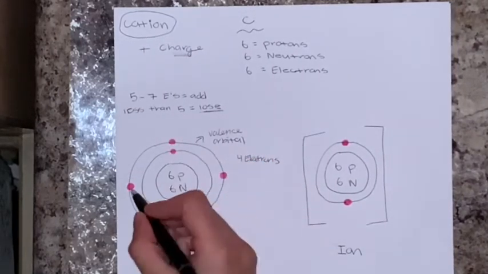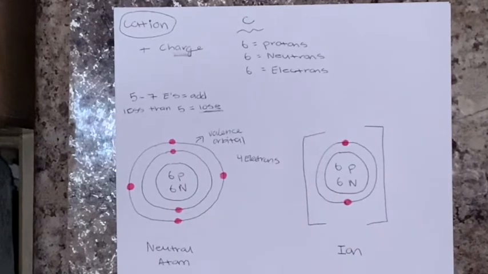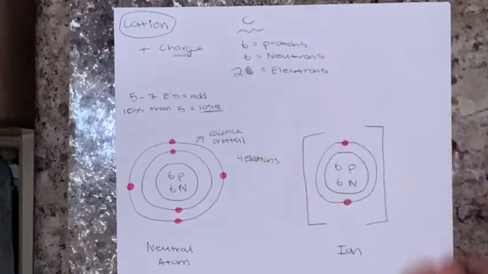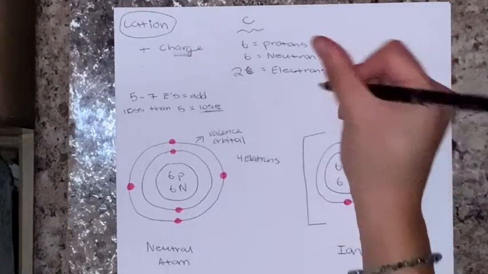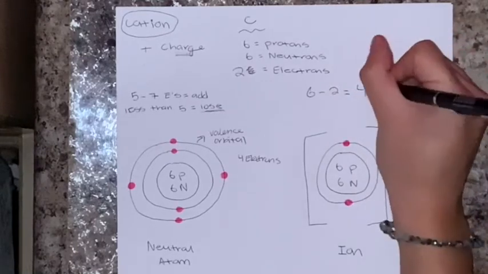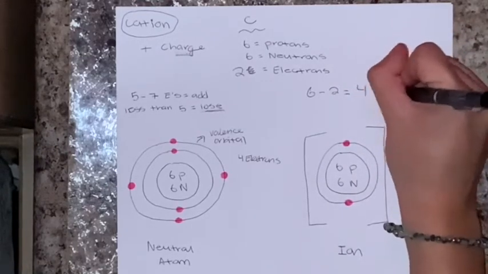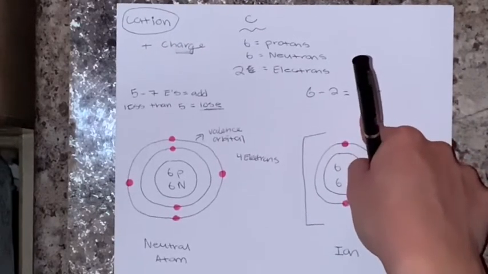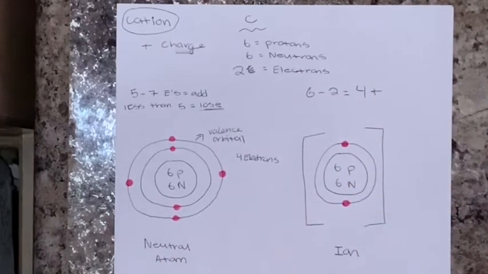And so for the ion model, you have to put the diagram in brackets. And so now we don't have 6 electrons, we have 2 since we lost 4. And so now we have a charge of positive 4. So it's a cation because it has a positive charge of 4.